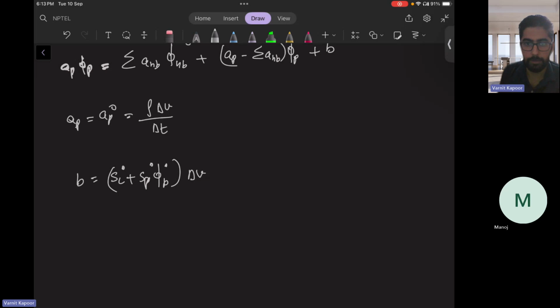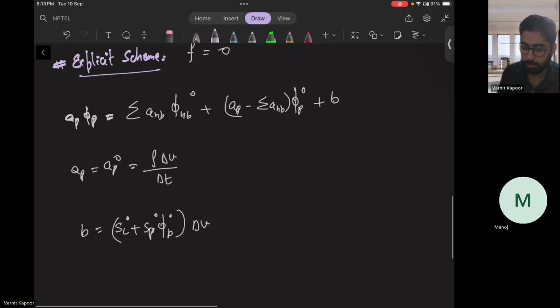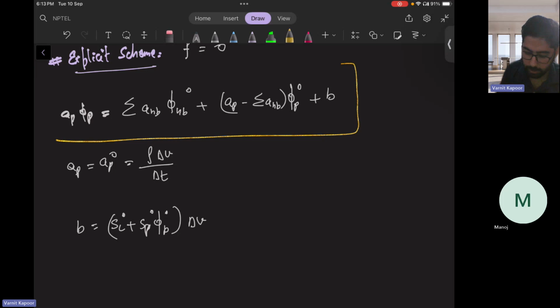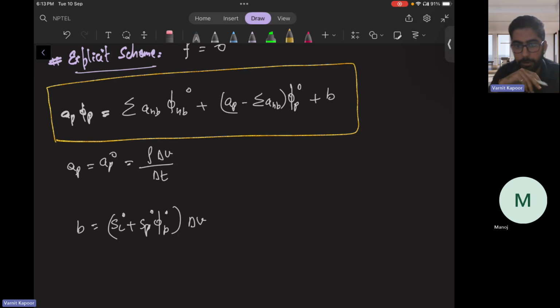So observe this equation. Is the RHS completely known or unknown? It is known, because you know the values at the previous time steps. The value of phi p at t plus delta t can be found, because the RHS is completely known.